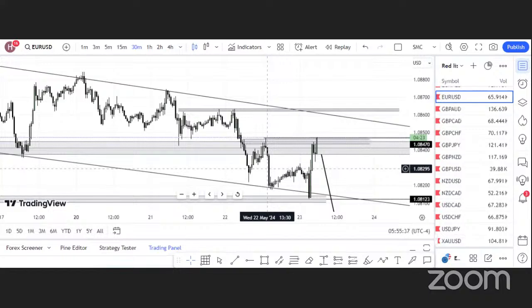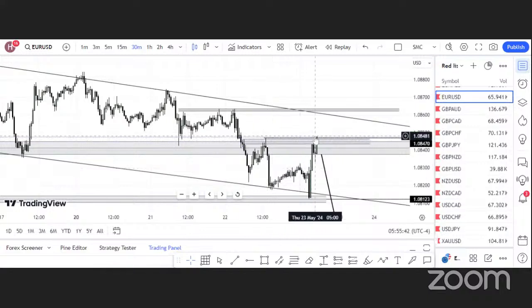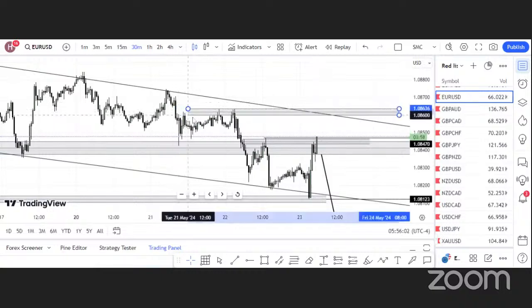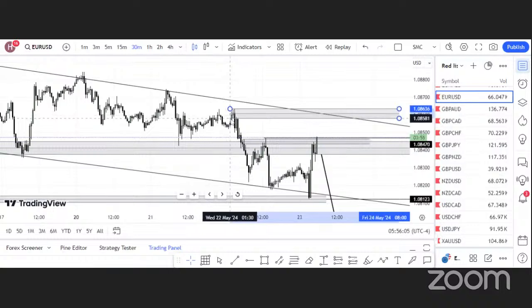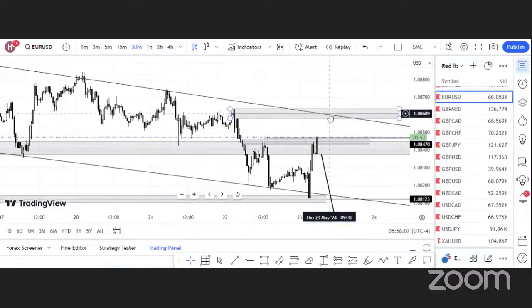So as you can see right now, Euro USD is trying to break the resistance, and if this resistance level gets broken, I expect the market to reverse from this next zone. Here we have this resistance, and then we have the trend line. So I expect the market to come to this level and then sell.